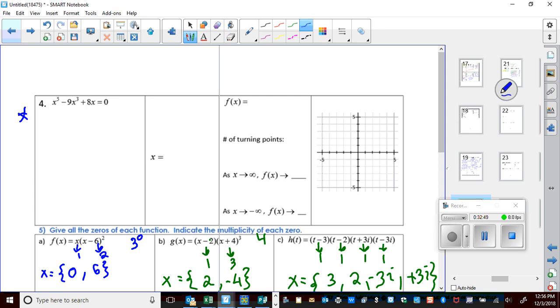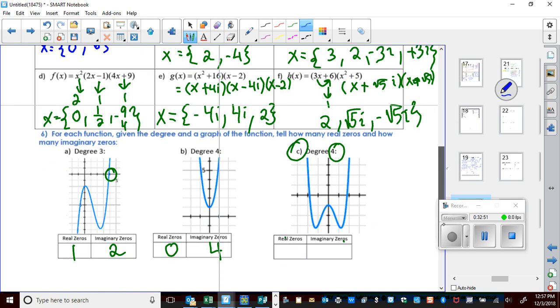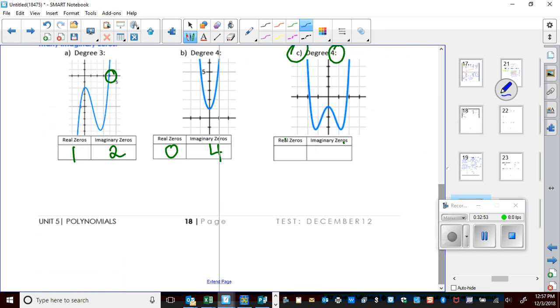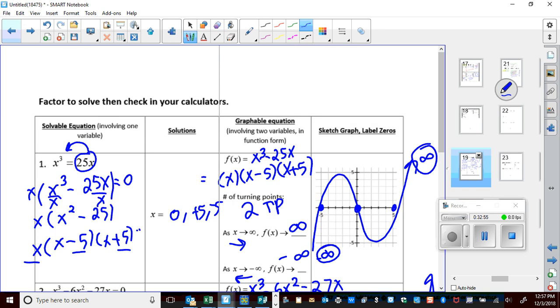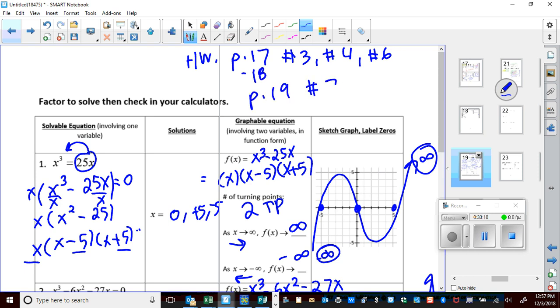Now, your homework tonight is on page 19. You have number 4 to do on page 18, and number 6. So homework: page 17, number 3, number 4, and number 6. So 17 and 18. Page 19, number 7. If you are confused, you need to play back the video.